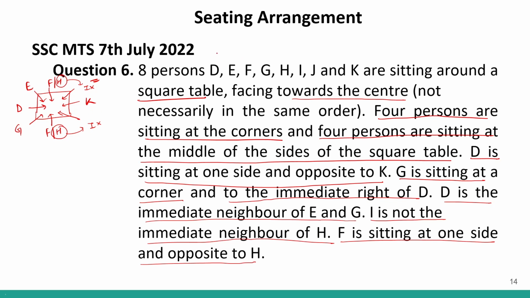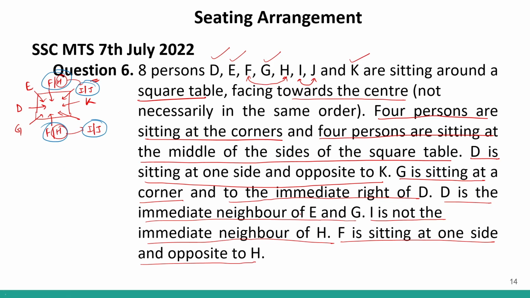We have fixed positions for D, E, G and K. These are the only fixed positions. We can vary between F and H. Similarly, things can vary between I and J. This is not fixed, so at these positions we can have I or J. So these positions are not clear. Let me mark them. These 4 positions are not fixed. These 4 positions can vary based on different scenarios.